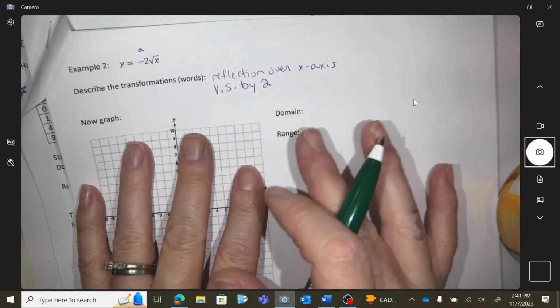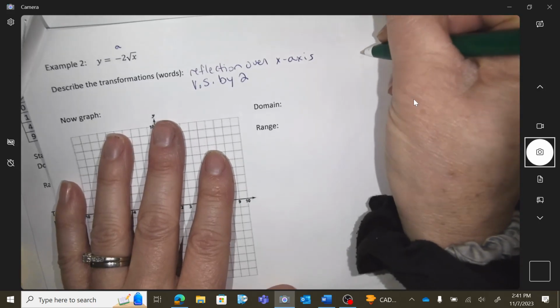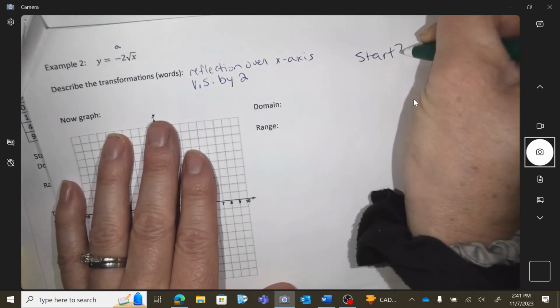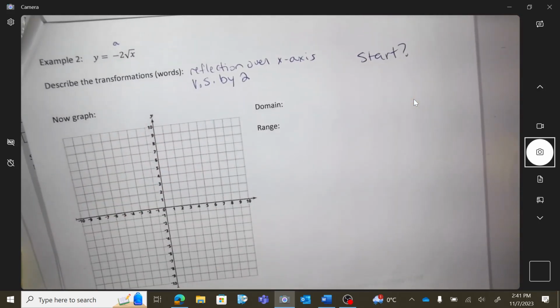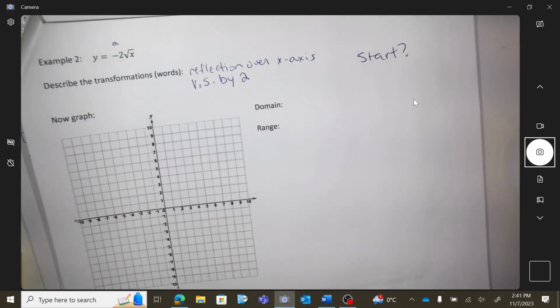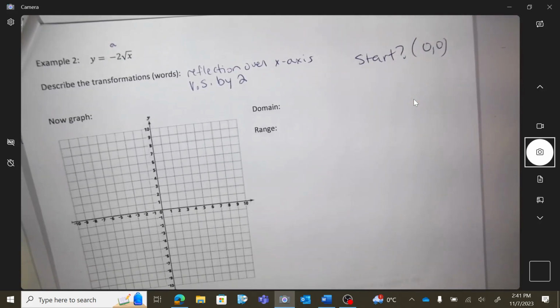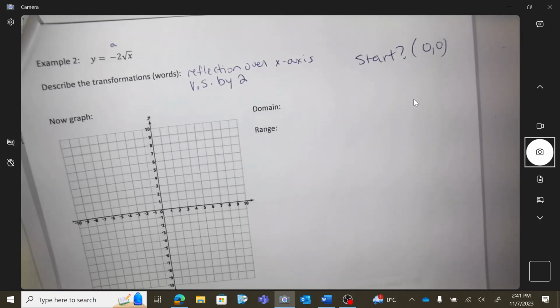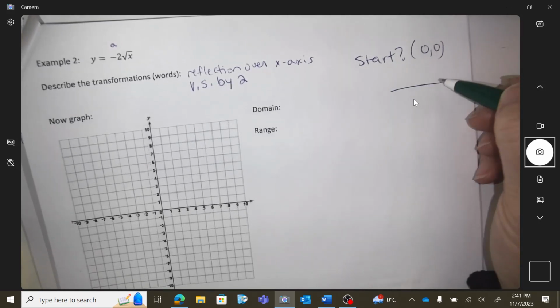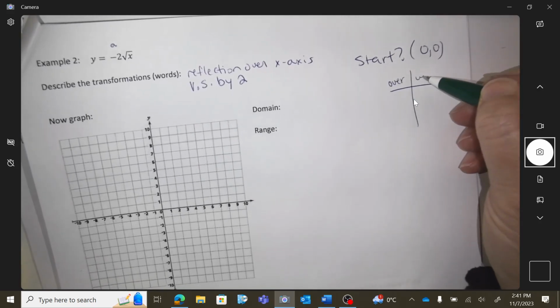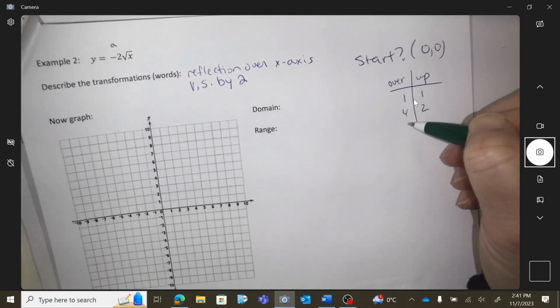Okay, here's my first question. Where should we put the starting point? Did we move it anywhere? No. It's still 0, 0. Okay? How do you move a starter point? The only thing you can do is move it left, right, up, down. I don't see any C's or D's. Okay, let's go over and up. 1, 1, 4, 2, 9, 3.